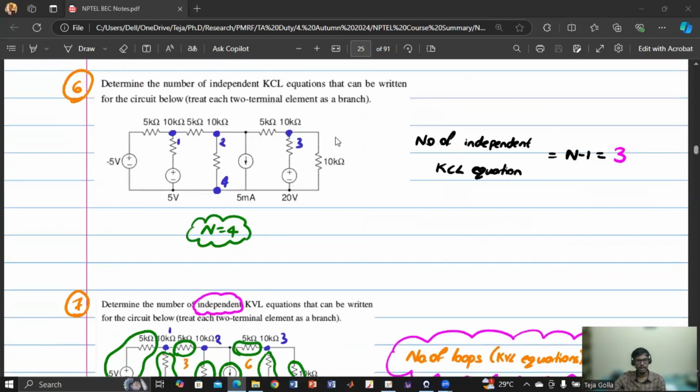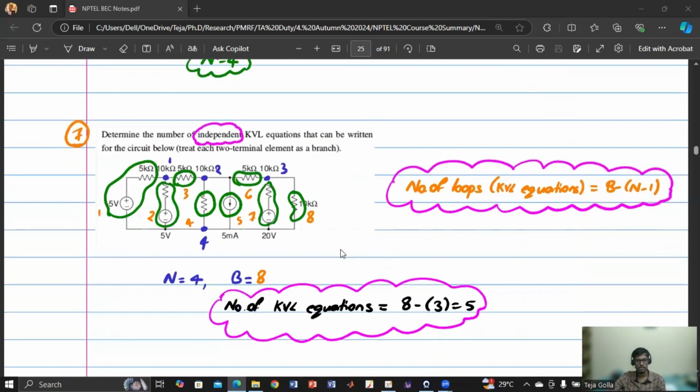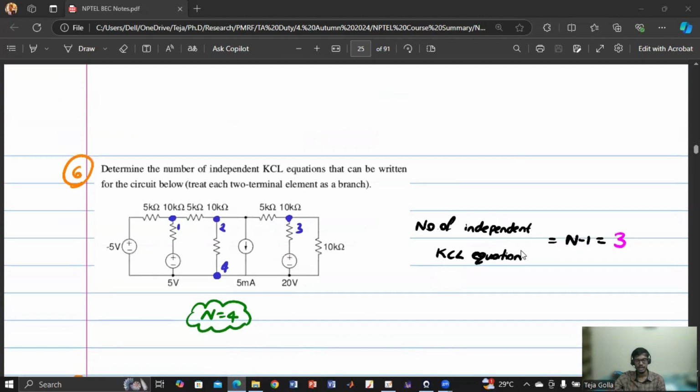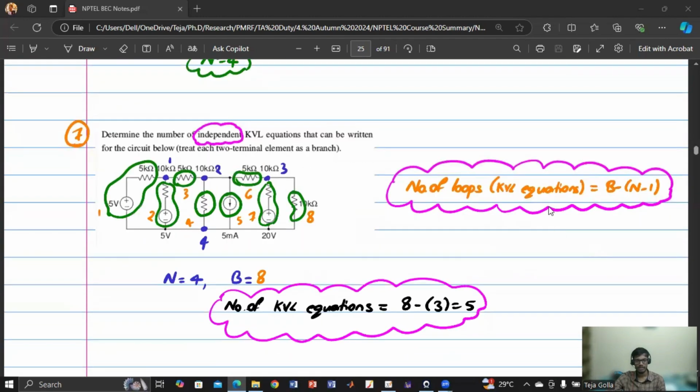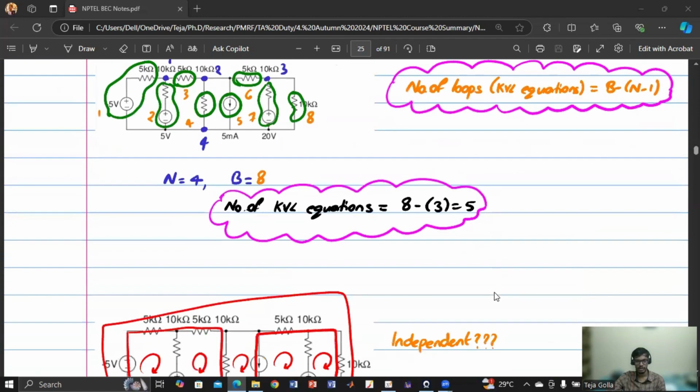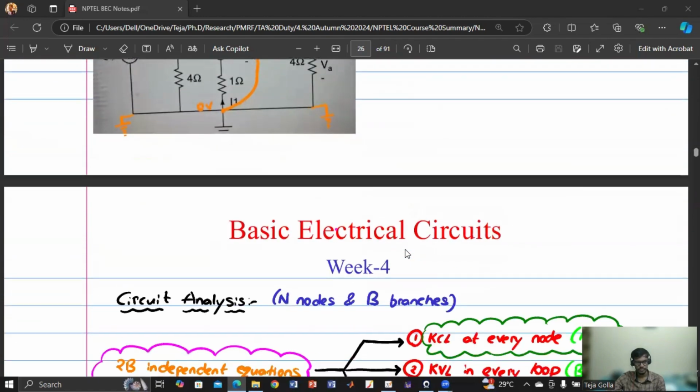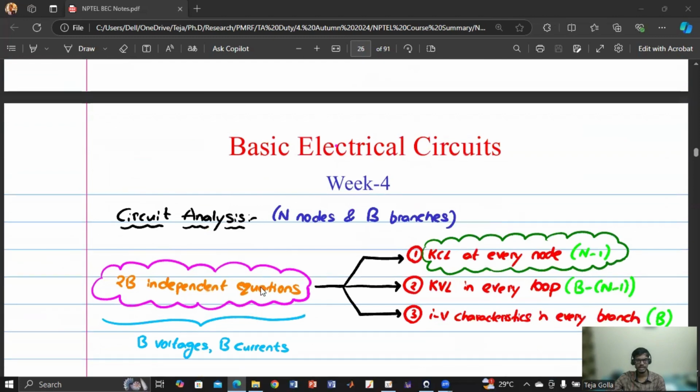So the same here in this week, we have not studied how to solve those equations, but they are just asking how many KVL equations, how many KCL equations. So first we have identified 4 nodes and b branches are 8. So the number of KCL equations is n minus 1, which is 3. The number of KVL equations is b minus n minus 1, so 8 minus 3, which is 5. So that's all about week 3. Week 3 is just an introduction to circuit analysis and the power and energy of the elements.